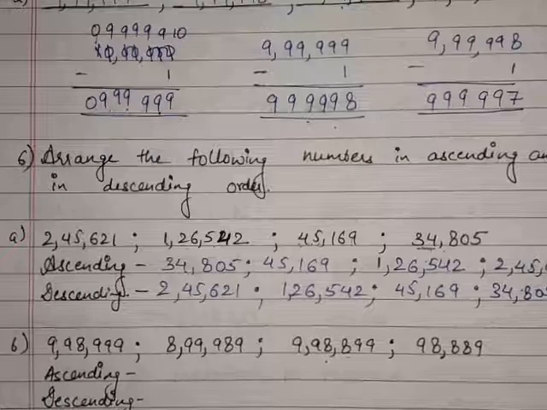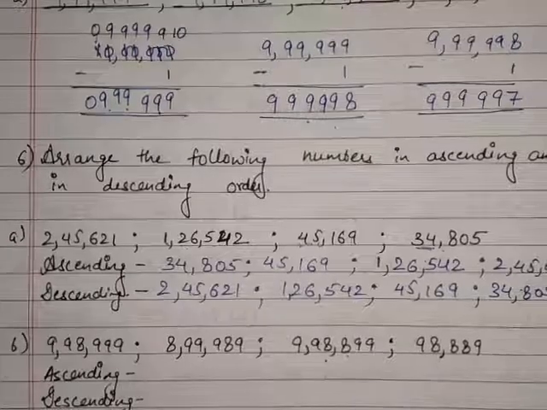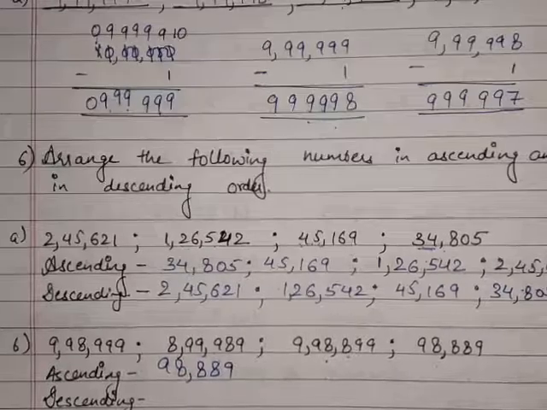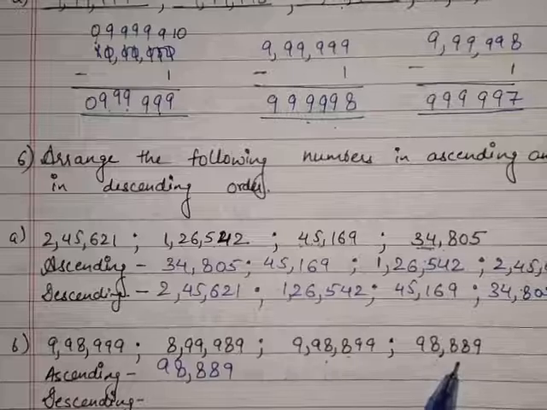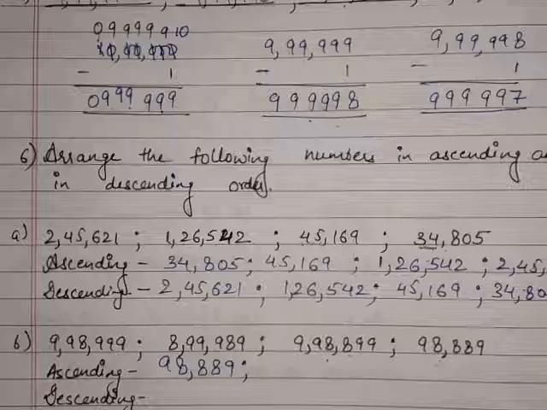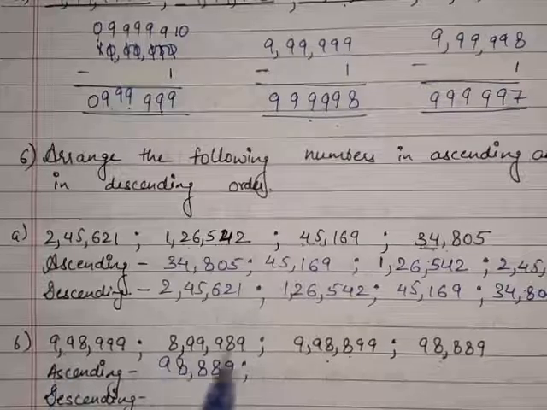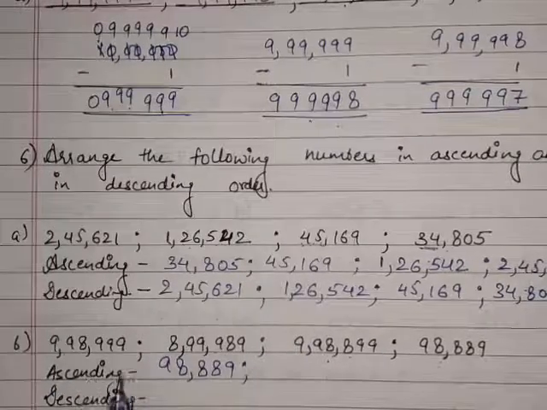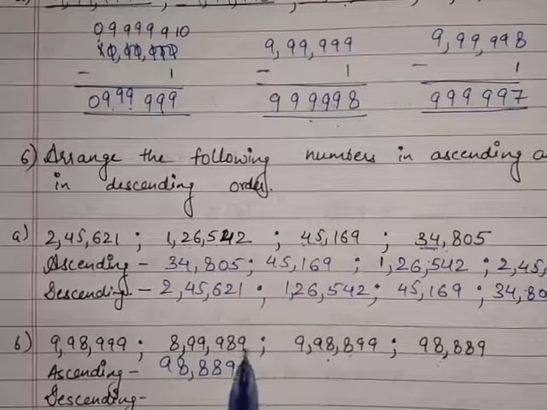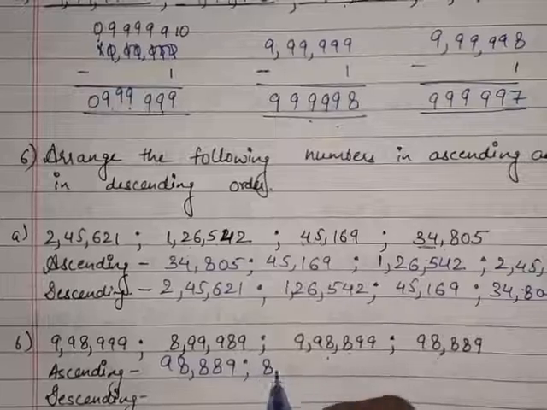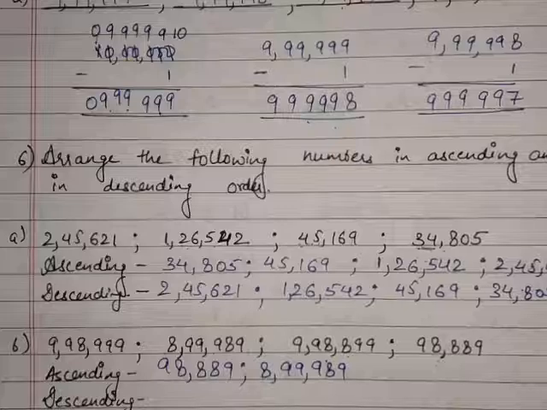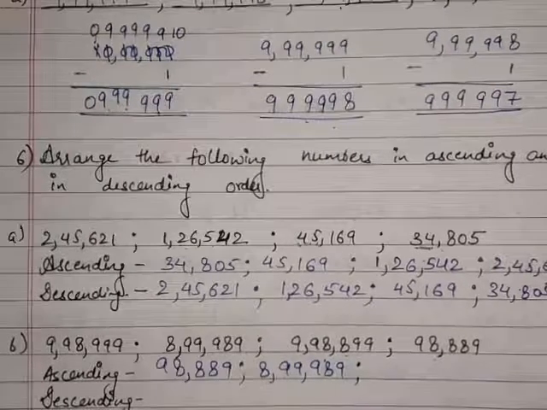So which one is the first smaller number? It is 98,889. Okay, as it is a 5-digit number, it is smaller than the 6-digit number. Okay, now which is smaller? We will see. See, it is 9 lakh, it is 8 lakh, it is 9 lakh. So what is smaller? 8 is smaller than 9. Means after that, which is the smallest number? That is 8,99,989.